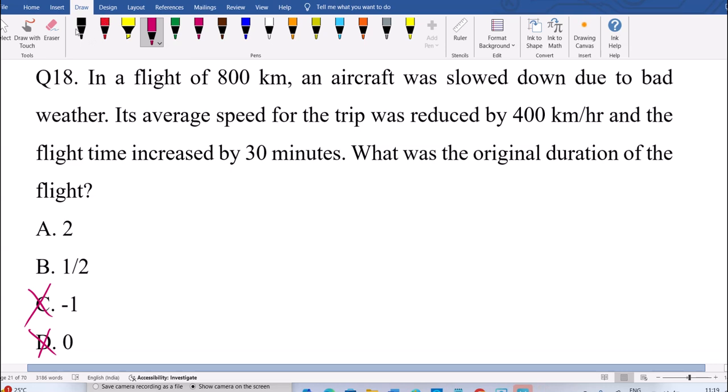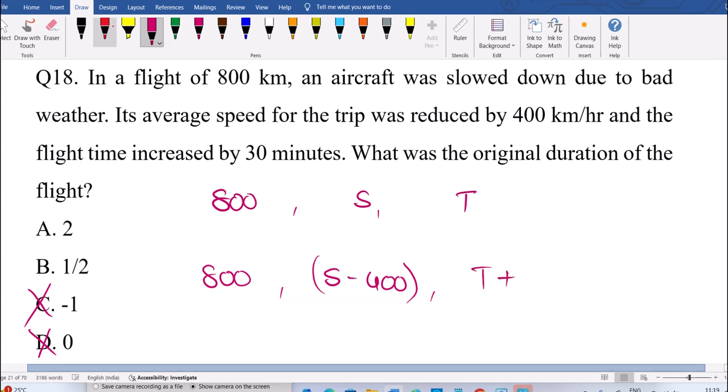Two equations, two unknowns, we can easily solve. Okay, see, maybe you can take distance as 800, speed as S, time taken as T. Now the same distance 800, speed reduced by 400. When speed is less, time taken will be more, plus half an hour. The extra time is 30 minutes, which means a half hour increase. Sir, why are you taking 30 minutes as half an hour? Time must be in hours, because distance is in kilometers and speed is in kilometers per hour. So I am taking 30 minutes extra as half an hour.